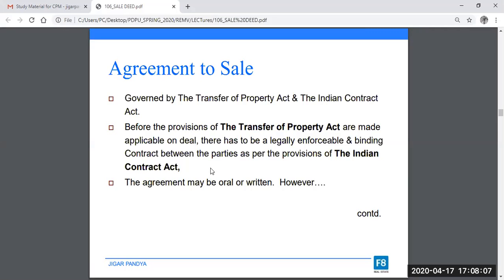You may have studied the Indian Contract Act in contract management, project management, things like both the parties should be major, they should not be minor. The parties entering a contract should be of sound mind, they should not be insane. All those aspects of the Indian Contract Act are applicable. Whereas the consideration, the time, the type of transfer, the title, all those things are as per the Transfer of Property Act.